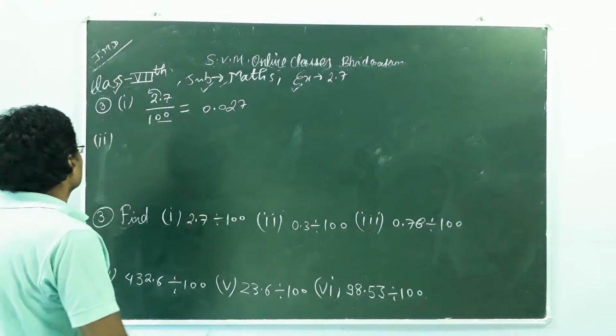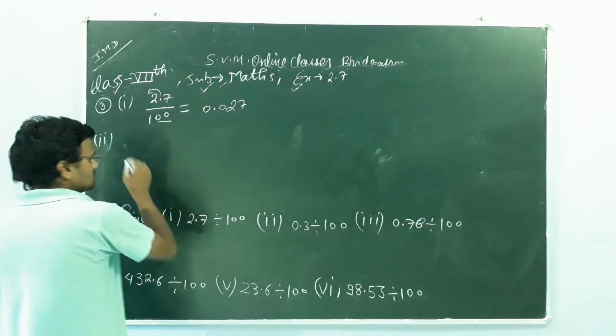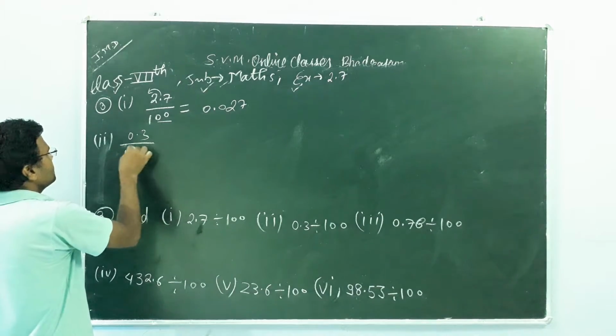Okay, so our second one is 0.3 divided by 100.